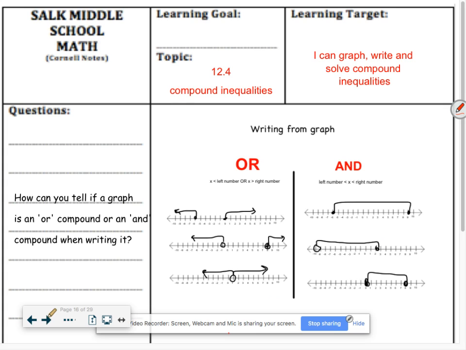So, learning target, you have 4 of them today. Learning target number 1 is to graph. So I'm going to give you a compound inequality, which means more than 1, and you graph it. Learning target number 2 is I'm going to give you a graph. You got to write the compound. Okay, so here we go.